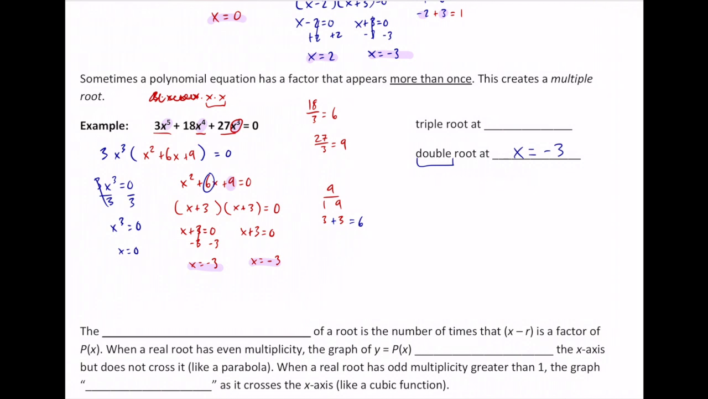Let's look at a triple root, where we have the same root 3 times. Over here we notice x to the third equals 0, so 3 different times x equals 0. We could have written it out like this, but that's kind of silly to do. We just noticed that that exponent of 3 means we got the answer 0 3 different times. So we have a triple root at x equals 0.